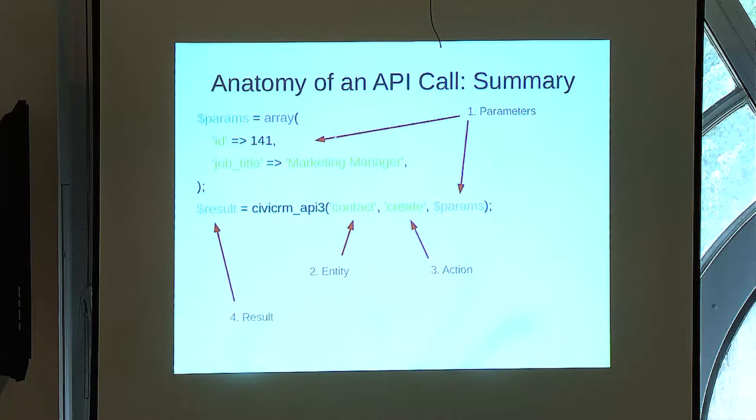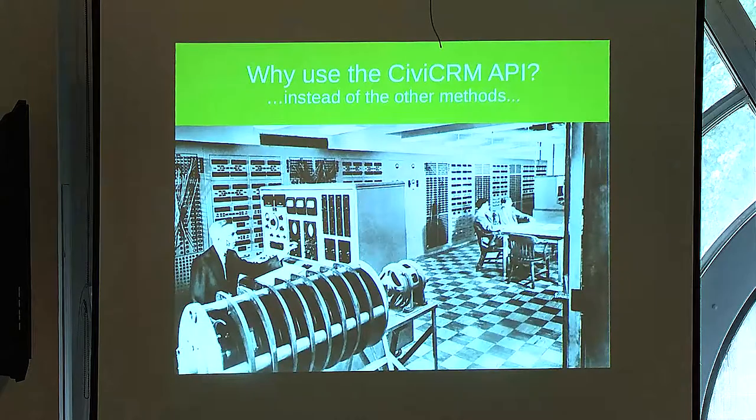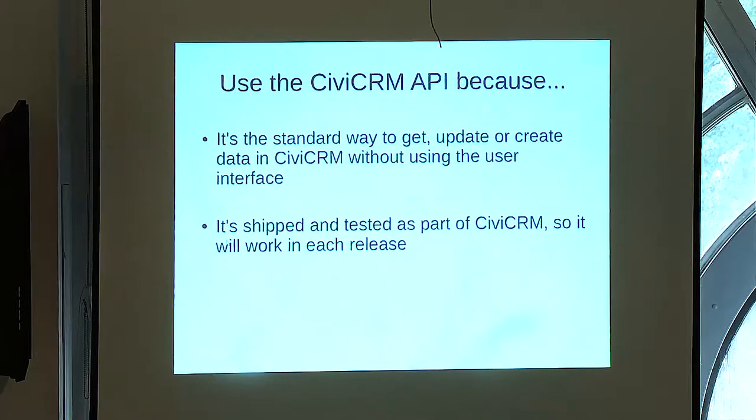So again, same thing. We have an array with parameters. We have our function with an entity, action, and a result. Why use a CiviCRM API? Just simply because it's the preferred way of interacting with the system. It's also shipped with the product, so you have a guarantee of compatibility. It's just a standard way of calling the function or getting data out of the system, and so it will work in future releases, while if you just hack the database, you don't have this guarantee.